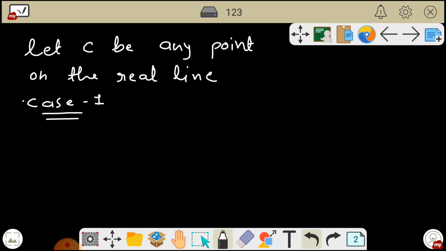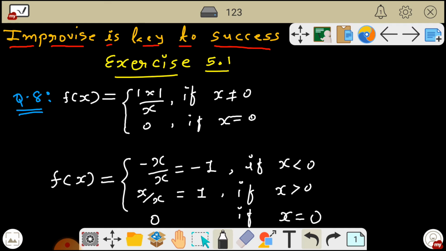Let C be less than 0. So if C is less than 0, f of C is equals to, what will be f of C? It is minus 1 because f of x is minus 1 when x is less than 0. Here as you can see, f of x is minus 1 when x is less than 0. That's why f of C is also minus 1.